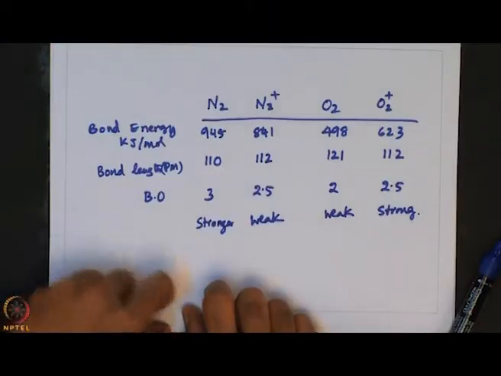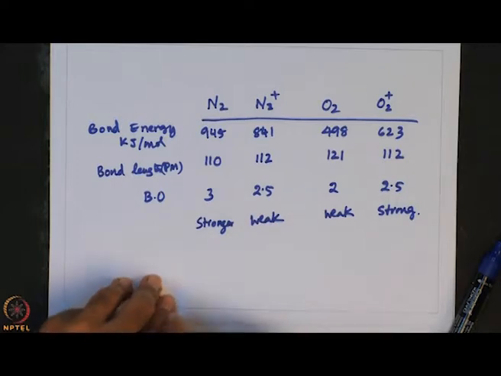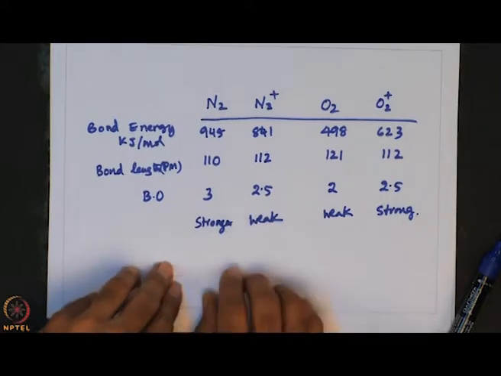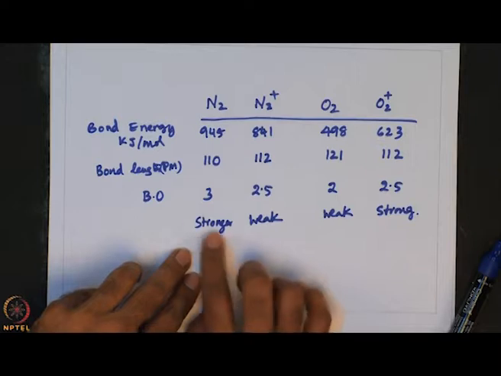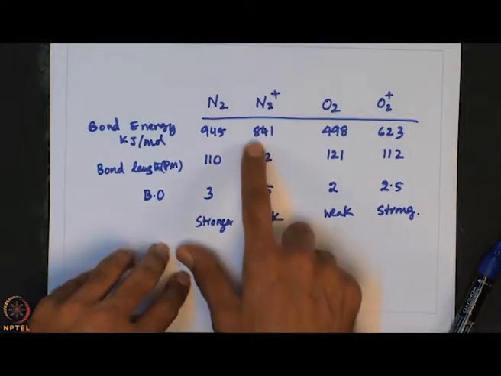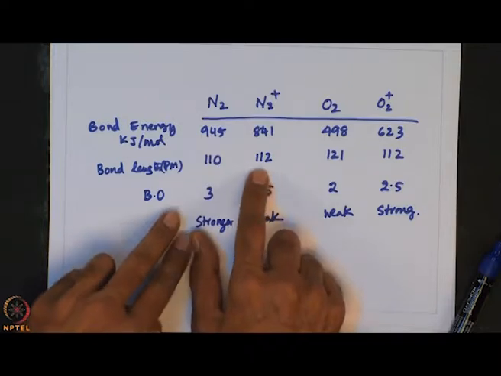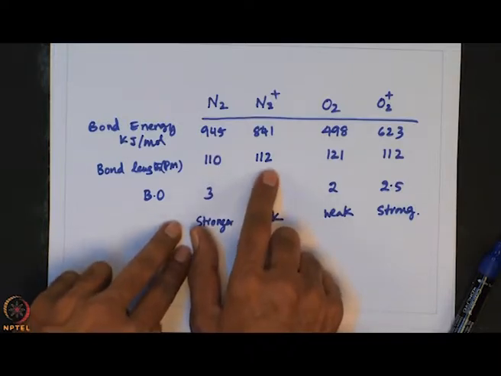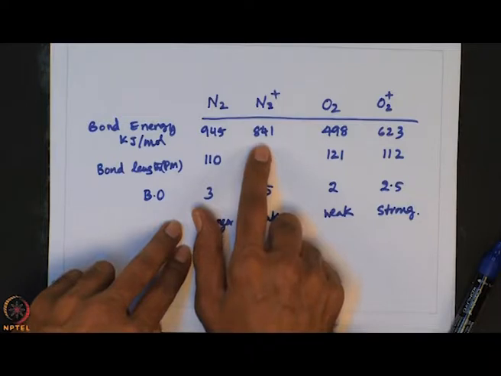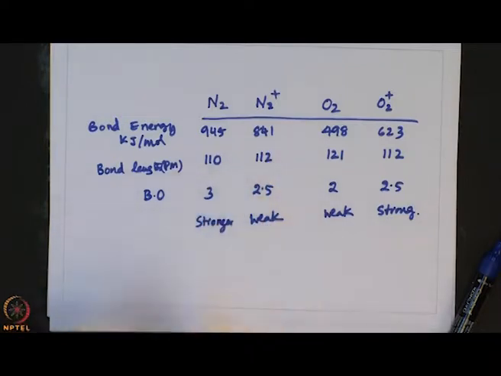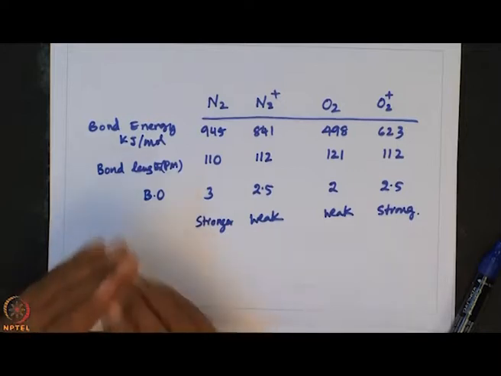Of course, I will be giving you more details when I discuss the chemistry of group 15 elements, and then the bond length is 110 picometer. Now, N2 plus, you can see bond order is 2.5, that means bond order is reduced, that means it is relatively weak compared to N2. That is reflected in its bond parameters: 112, okay, a little longer, 112 picometer, whereas its bond energy has dropped from 945 to 841 kilojoules per mole.